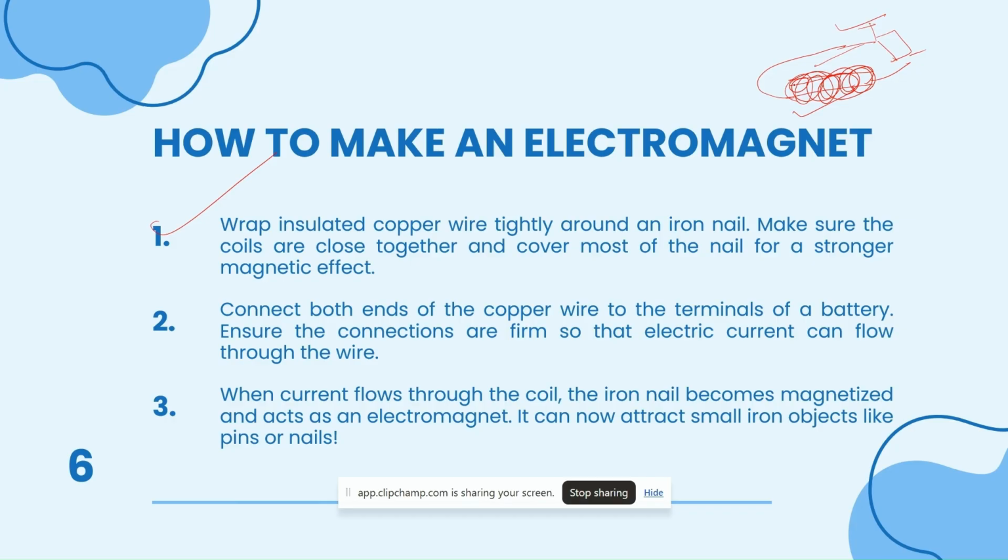How do we know that it is working as an electromagnet? When we put some iron pins here, what happens? When electric flow happens, these iron pins are attracted to each pole. But when we interrupt the electric flow, the iron pins are not attracted. So that is all about the electromagnet.